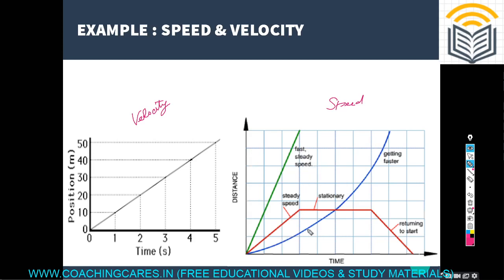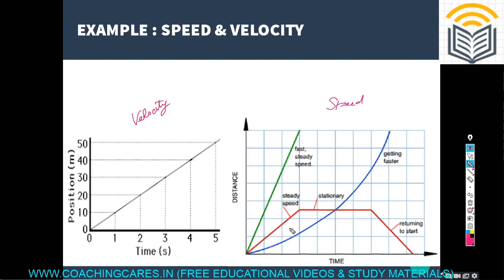Another one, this blue line graph. At the start the speed is low, then while reaching the final position the speed is getting a little higher, because at the starting point, in this region, the distance is changing a lot with respect to time. So this is getting a faster speed.